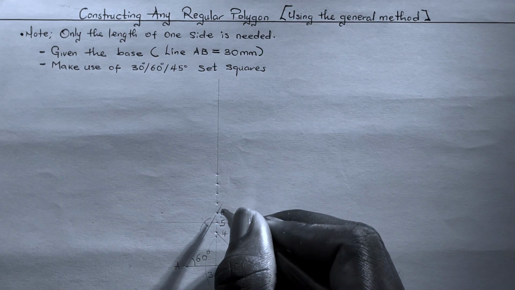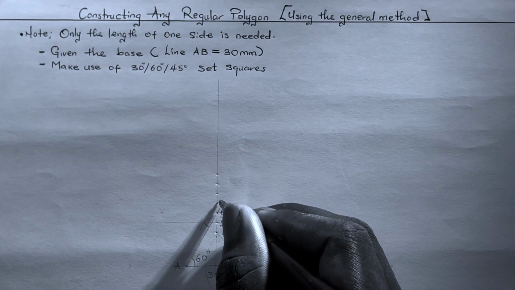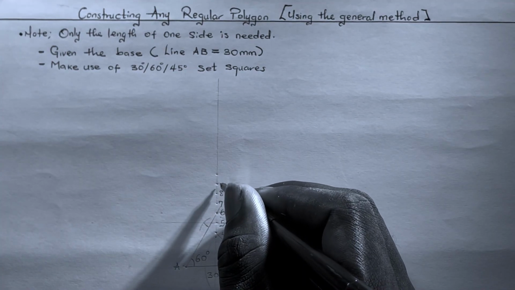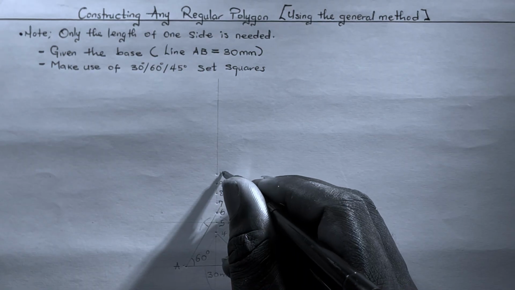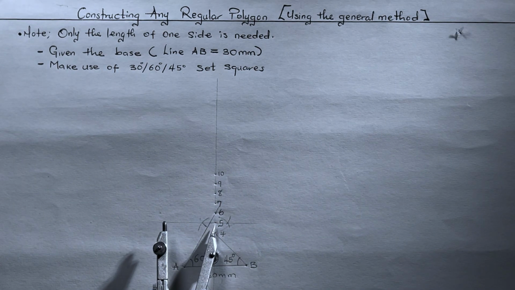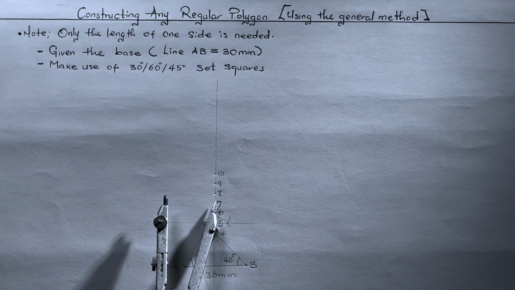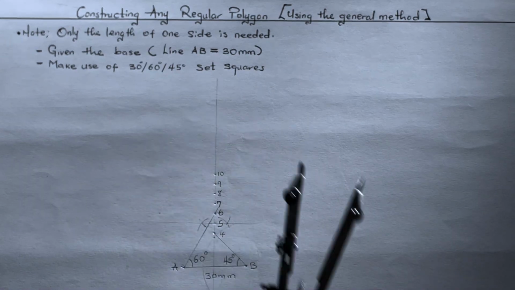Okay, so we now have point 6, point 7, point 8, point 9, and then point 10. The next thing is to observe this series of lines that we have here, starting from point 5, which represents pentagon, point 6 as hexagon, point 7 as heptagon, 8 as octagon, and so on.